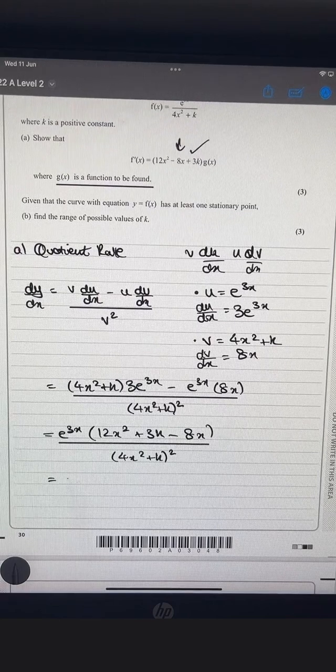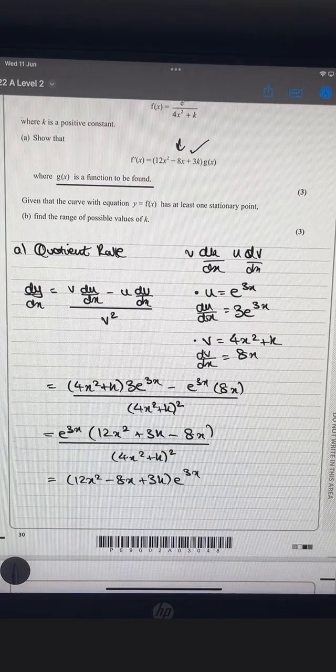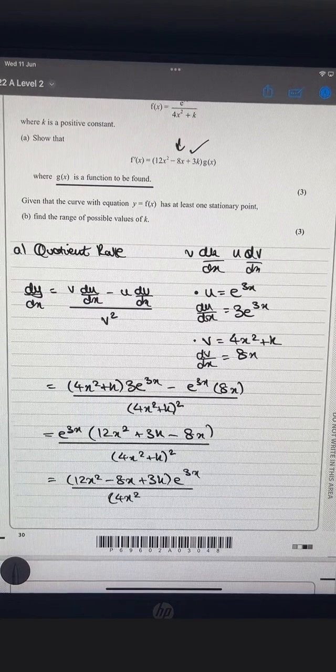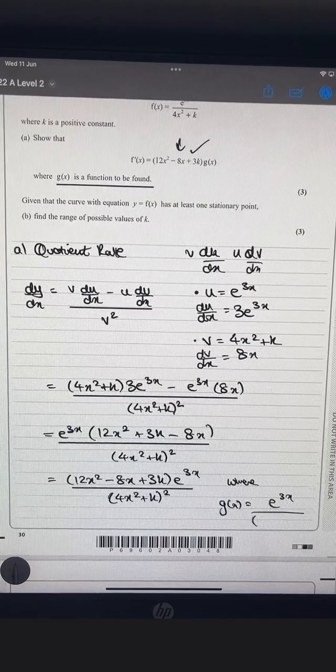So that would be 12x squared minus 8x plus 3k multiplied by e to the 3x all over 4x squared plus k whole squared, where g of x is a function to be found. So I just say where g of x is equal to e to the 3x over 4x squared plus k whole squared.